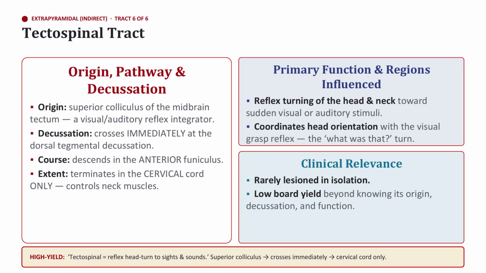Tectospinal, from the superior colliculus, crossing immediately, anterior funiculus, cervical cord only. Reflex turning of the head towards sights and sounds. Lowest yield of the group. Know its origin, its crossing, and its function, and move on.